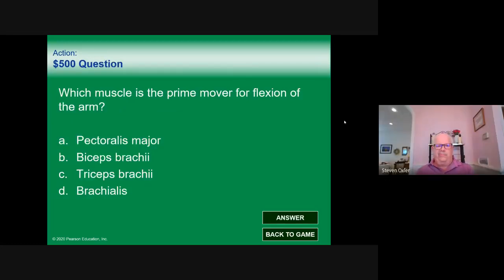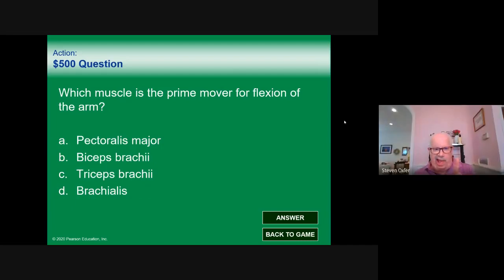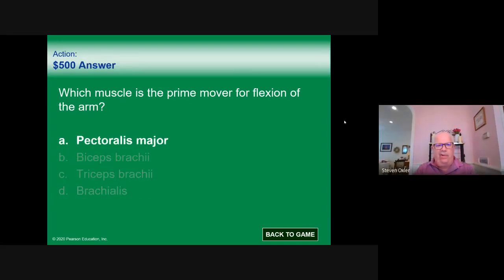Which muscle is the prime mover of flexion of the arm? Now, let me tell you right now, there are two choices here, and both choices are correct. I would not ask this question, but both are correct. Brachialis is my choice, but I think their choice is the pectoralis major. I don't disagree, but you're talking more about the arm, so the answer is really brachialis. I would accept either one, but I'm not going to give you a question where there are two answers anyway.